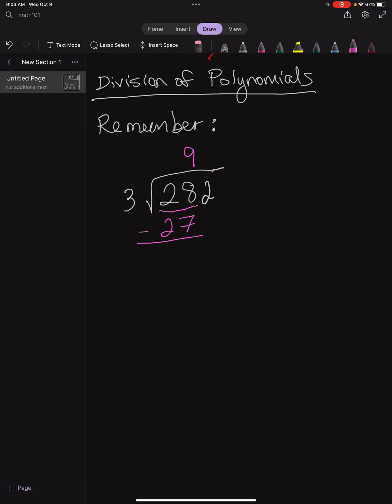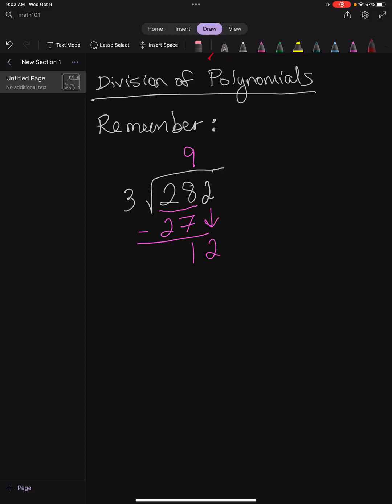So just remember, if I was trying to do, let's see, 28 divided by 3. Let's actually make this a little more challenging. Let's say 282 divided by 3. The first thing you would do is figure out how many times 3 goes into 28. Well, 27 is 3 times 9, so I would put a 9 here, do 9 times 3, which is 27, subtract that, and I get 1, and you carry down the 2.